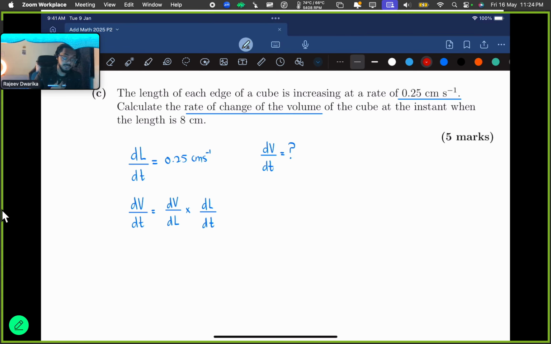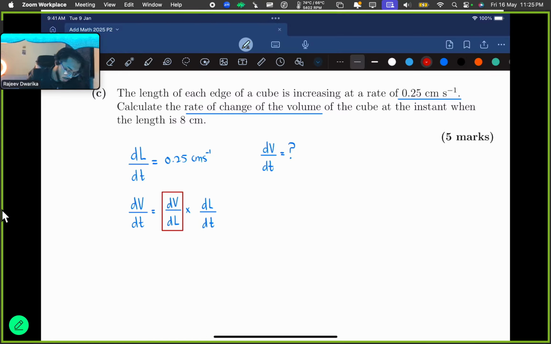This is how I advise my students to do it. Look at what they give you, figure out the differential notation, then look at what we're trying to find. We're trying to find dV/dt. To get dV/dt, that will be dV/dL times dL/dt. We have dL/dt, we need to find dV/dL. So let me do that.